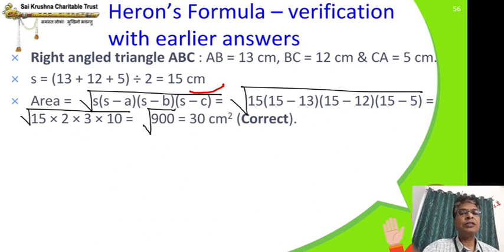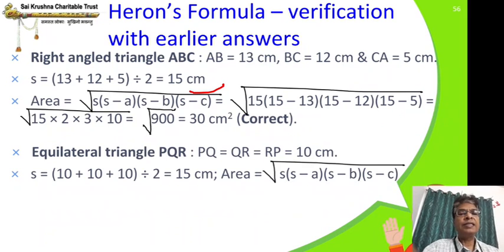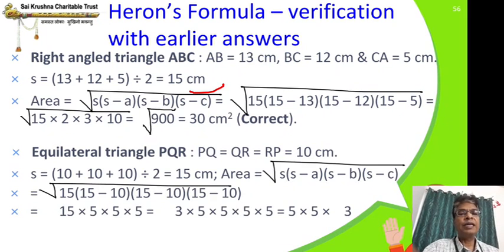So, we got the same answer. You can check the notebook where you have noted down the right angled triangle area ABC, it is the same. Similarly, I will go a little fast now. The same steps, all same steps.